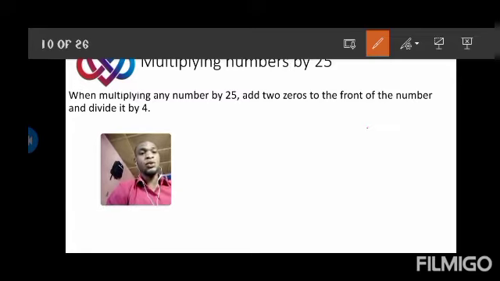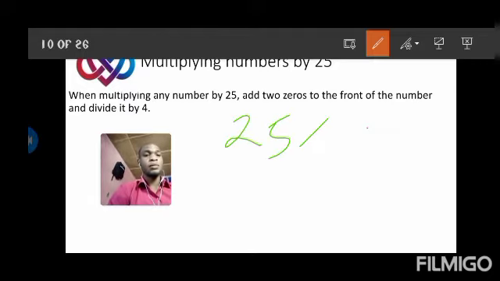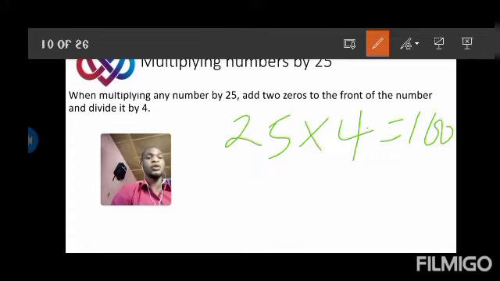Now, when you look at 25, 25 multiplied by 4 will give us 100. So adding 2 zeros to the back of any number means you have multiplied the number by 100. Now, dividing it by 4 means, how many 25s can we get in 100, which is 4. You get now.